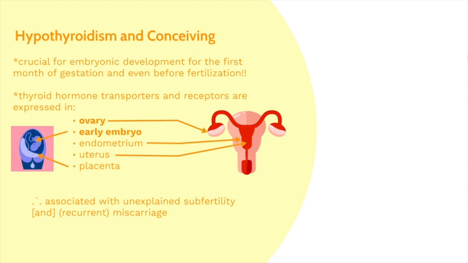This also affects embryogenesis, and as we said, there are transporters and receptors also expressed in early embryos. Thyroid hormone transporters and receptors are also expressed in the endometrium, uterus, and placenta. However, the research paper stated that information is lacking to conclude that their function changes for better or for worse during hypothyroidism. And so, because of all these complications, hypothyroidism is closely correlated with unexplained subfertility and recurrent miscarriage.